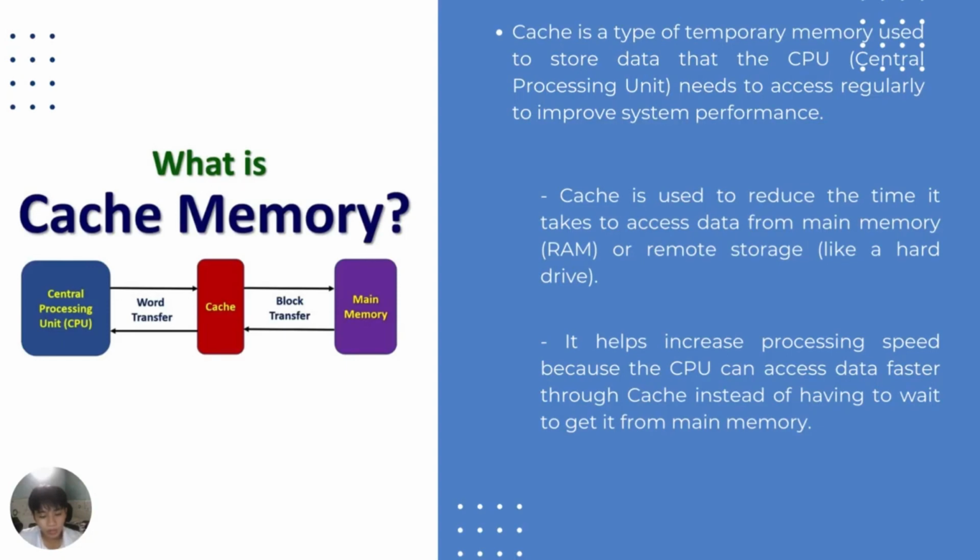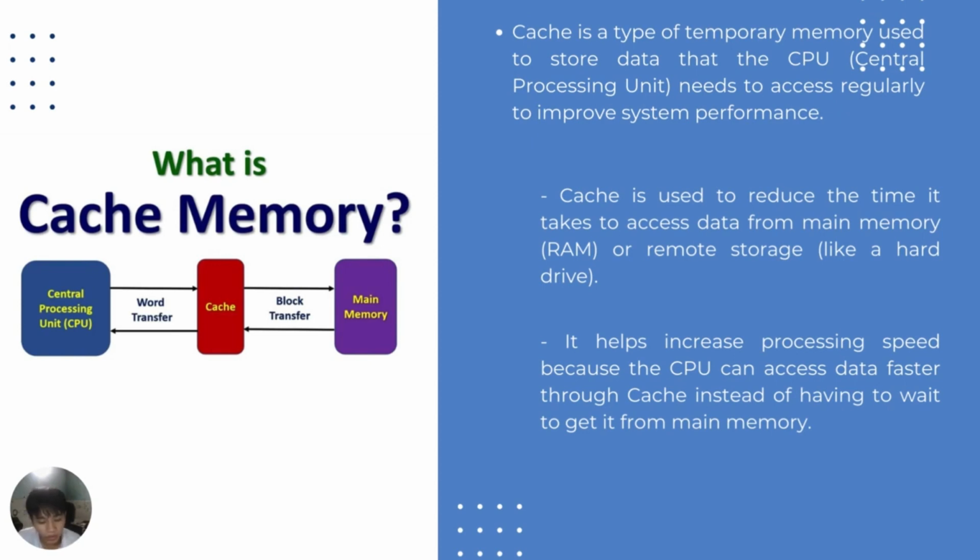Cache là một loại bộ nhớ tạm thời dùng để lưu trữ dữ liệu mà CPU cần truy cập thường xuyên để cải thiện hiệu suất của hệ thống. Và cache dùng để giảm thời gian truy cập dữ liệu từ bộ nhớ chính là RAM hoặc bộ lưu trữ từ xa như là các ổ cứng.